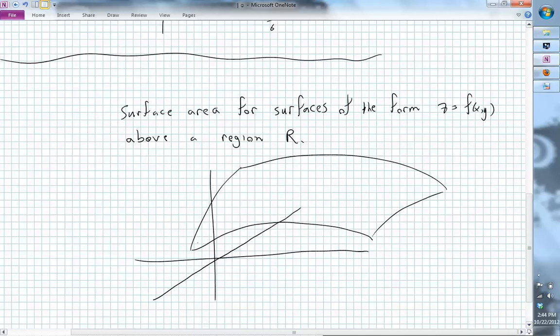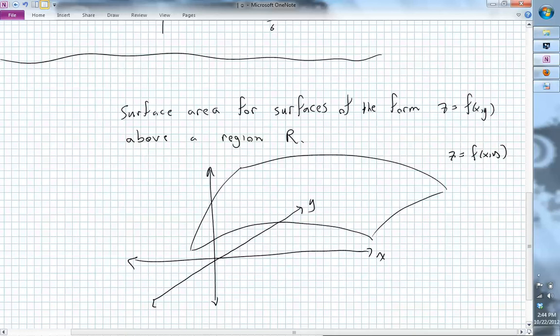So here's some surface that's described by the equation z equals f of x, y. Not all surfaces can be represented this way, as we've discussed earlier. What's an example of a surface that can't be represented this way? Anything that's not a function. Anything that's not a function.